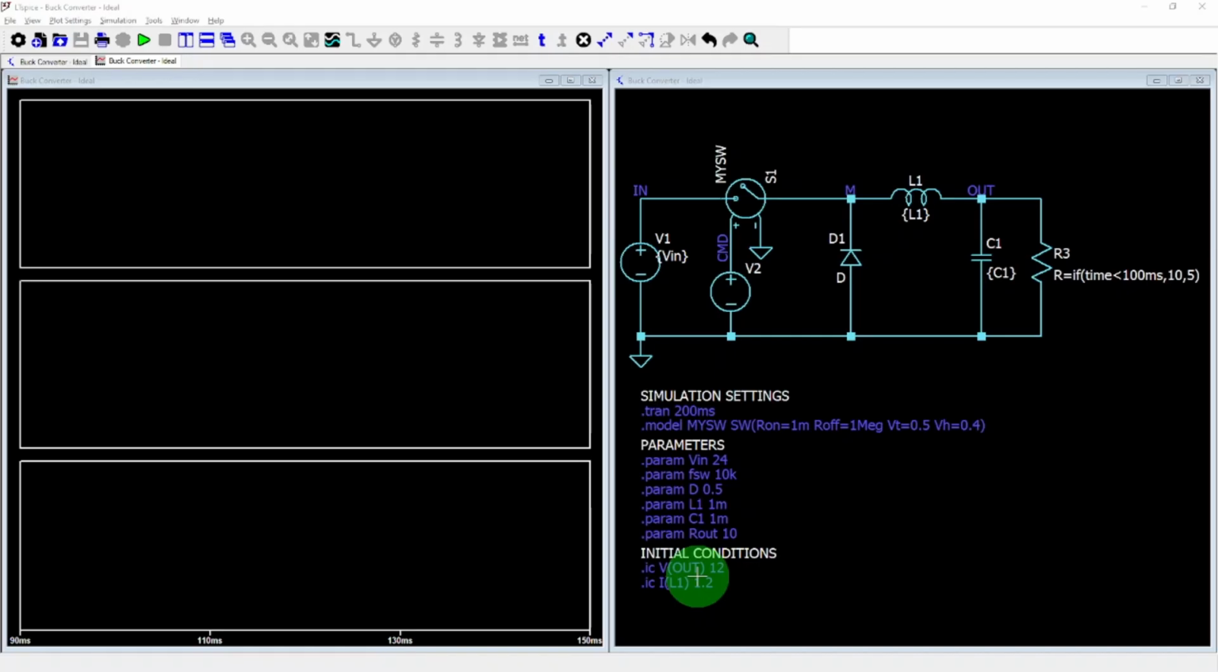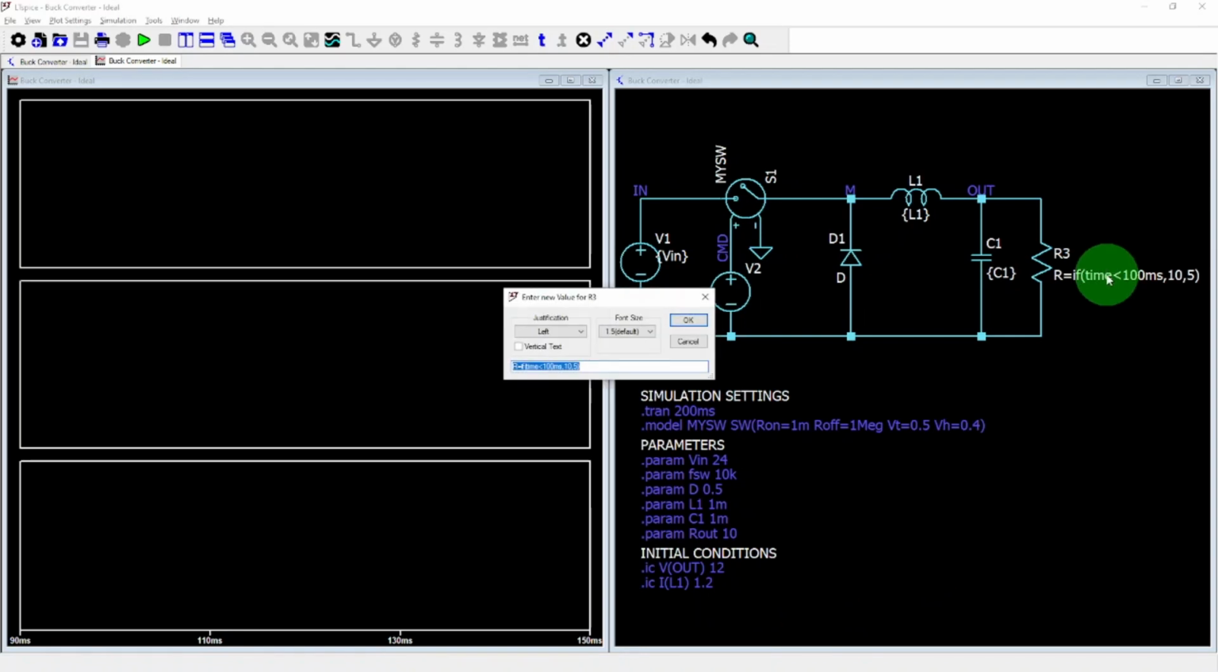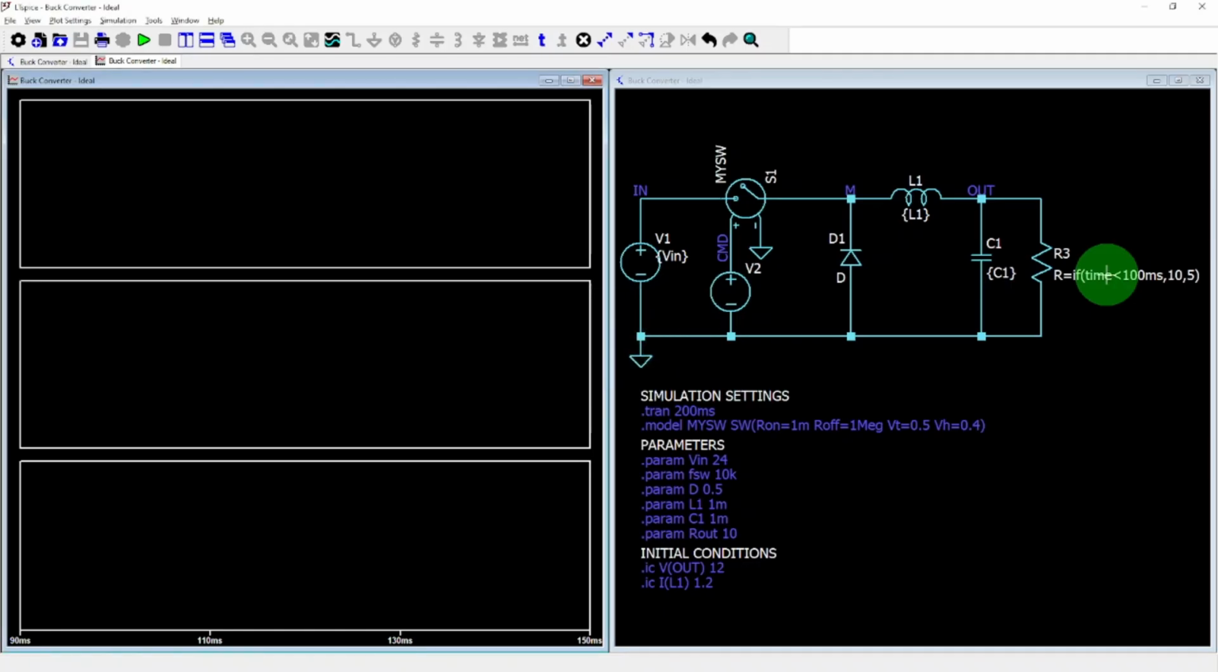To simulate a load change, we'll represent the load as a resistor. We'll begin with a 10 ohm resistor and switch to a 5 ohm load using an if statement. Keep in mind that the load increases when the output resistance decreases, because output power is proportional to the square of the output voltage and inversely proportional to the load resistance. We'll trigger the load change at 100 milliseconds, simulating a sudden increase, just like plugging in a new device.